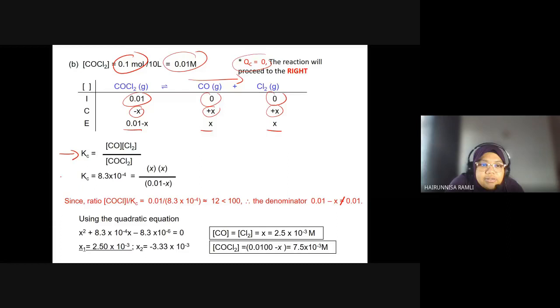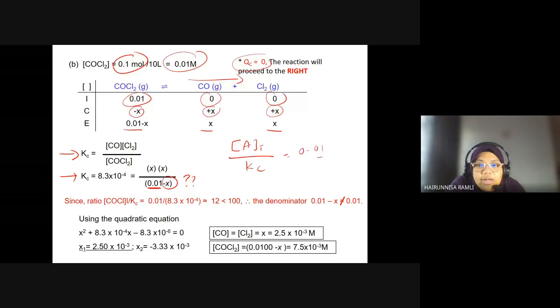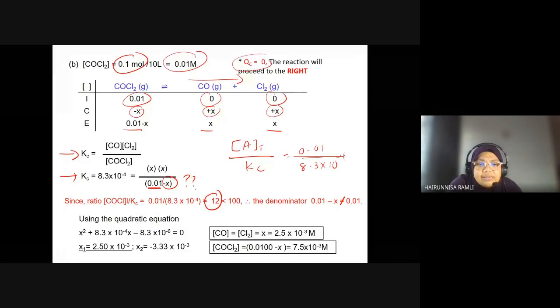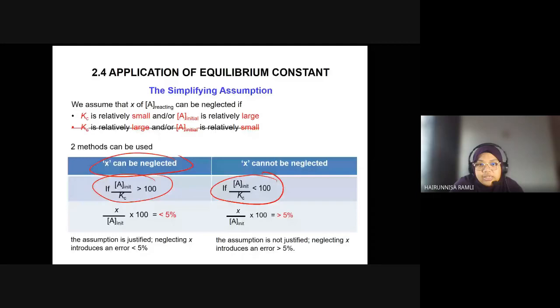Okay, now can we neglect the X? Boleh tak neglect? So if you calculate again tadi, initial concentration over KC, initial 0.01 over 8.3 times 10 to the power of negative 4. So dia akan dapat 12 sahaja, 12. So 12 is less than 100. Less eh, kurang. So you tengok kat sini. Less. So you cannot neglect X.